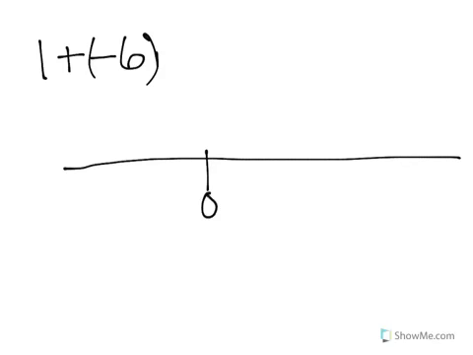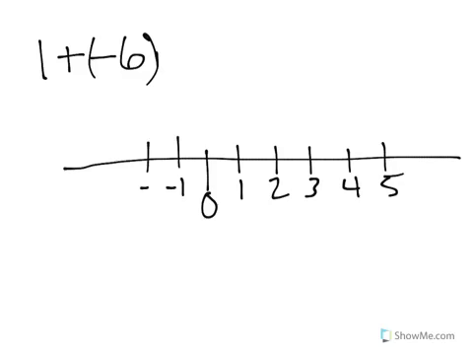Alright, I've got 0. I've got 1, 2, 3, 4, 5. I'll put 5 on that side and minus 1, minus 2, minus 3, minus 4, minus 5, and we'll go all the way up to minus 6 over on this side. Okay, so I've got my messy number line there.